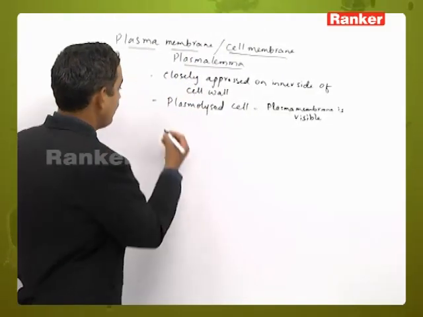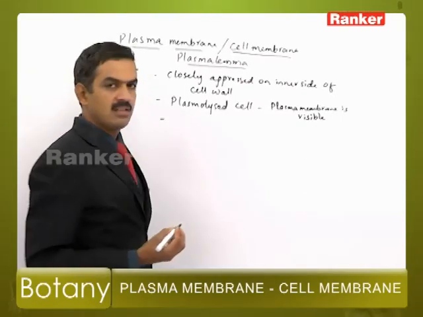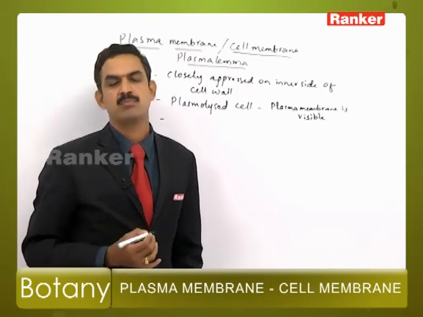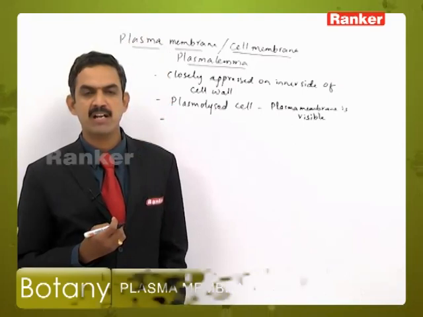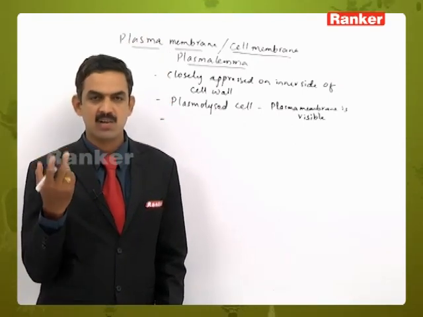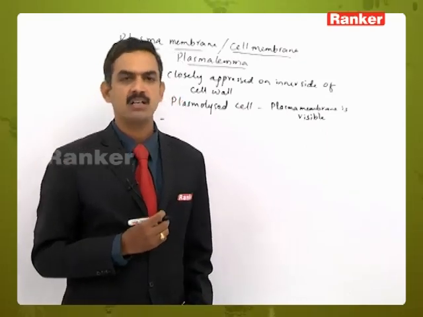Then this plasma membrane is considered to be the outermost living limit of a cell, because of course in a plant cell, apart from the plasma membrane, the cell wall is present, but as the cell wall is a non-living membrane, the outermost living limit will be the plasma membrane.